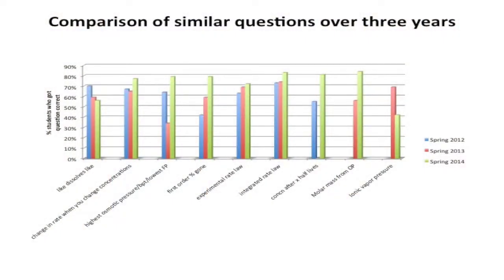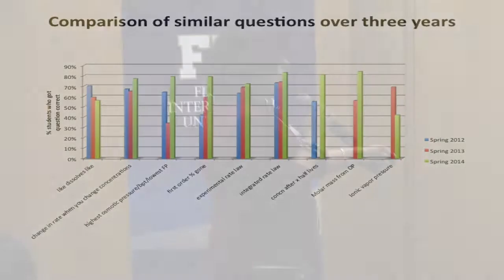Now this is a comparison of similar questions from my classes over the past 3 years. The green bar is the flipped classroom, and you can see that except for one question, which was one of the very first things we did at the beginning of the semester, on almost all the other questions, they've made significant gains. And this is just the Scantron portion, the number of questions they got right.